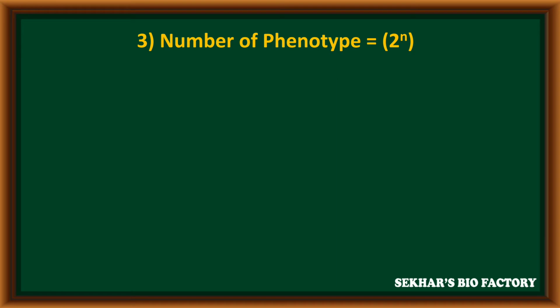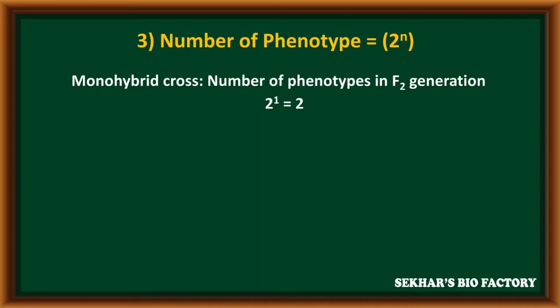The third formula to know the number of phenotypes is equal to 2 power n. In monohybrid cross experiment, to know the number of phenotypes in F2 generation, n becomes 1, so 2 power 1 is equal to 2. So totally 2 types of phenotypes are produced in F2 generation.